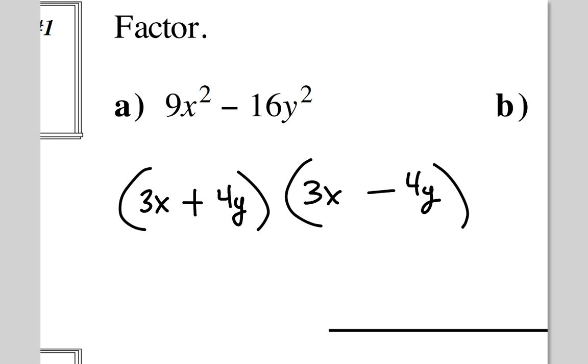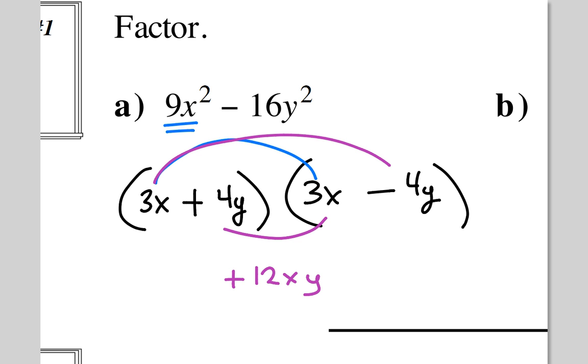Any questions about that? Let's just FOIL this in our heads. 3 by 3 gives us our 9x squared. Let's do the inside and the outside. Minus 12xy and plus 12xy. Those go together and cancel out. And then the last is 4 by 4 giving this 16y squared. And the positive and the negative make this. That's why we do difference of squares, right? Positive times negative. Okay.